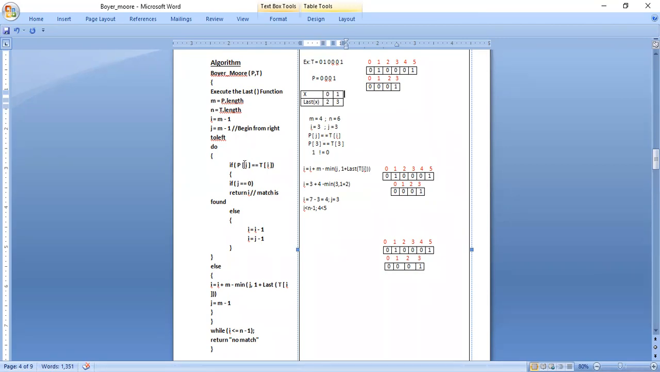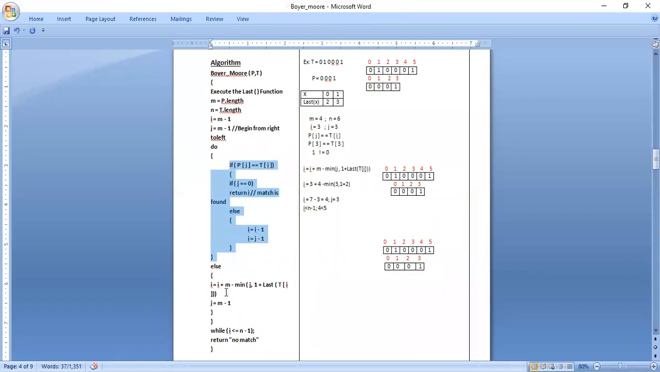Now we are supposed to perform the do before checking the while condition. What we are doing is checking whether p of j is equal to t of i. So p of 3 equal to t of 3. What is p of 3? Pattern of 3 is 1. And t of 3, what is it? 0. So is 1 equal to 0? No, it is not. So the loop is going to exit and comes to the else part.